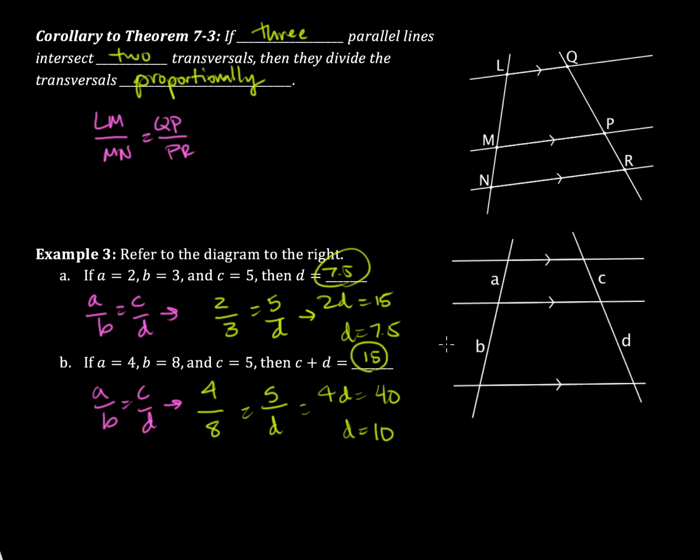The other way I could have set that up is I could have gone 4 over 12, because that's A over A plus B, equals C, which is 5, over C plus D. I'll just put a Y there. And then I would have had 4y equals 60 and y equals 15. So again, I would have got the same answer.